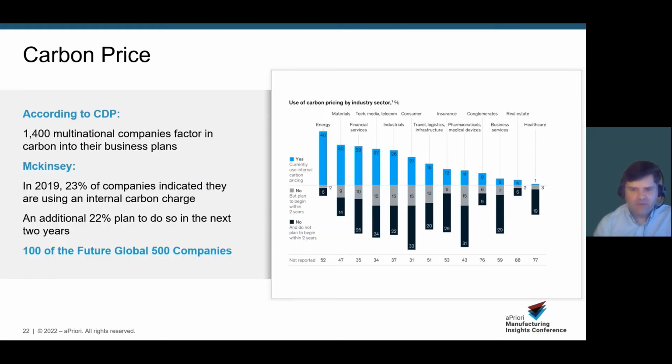This is just to give you a little background. I think more and more people are starting to look at using carbon pricing. According to the Carbon Disclosure Project, or CDP, about 1,400 multinational companies are factoring carbon into their business plan, and McKinsey estimate about a quarter of companies indicate they're using internal carbon charge or carbon price, and an additional 22% plan to do so in the next 2 years. And this is based on 2019 data. So you can really see there's a range of companies looking at the price of carbon.